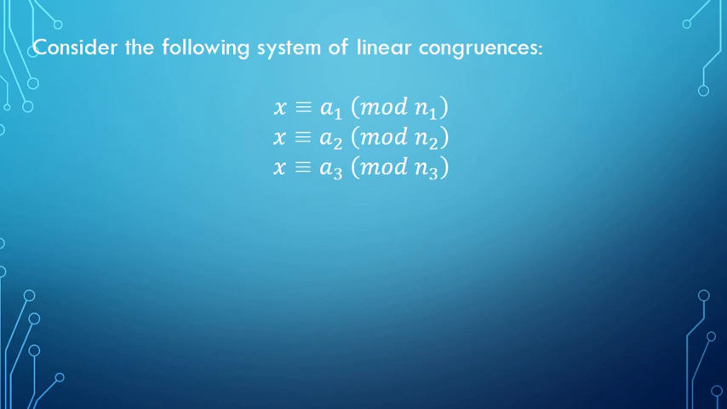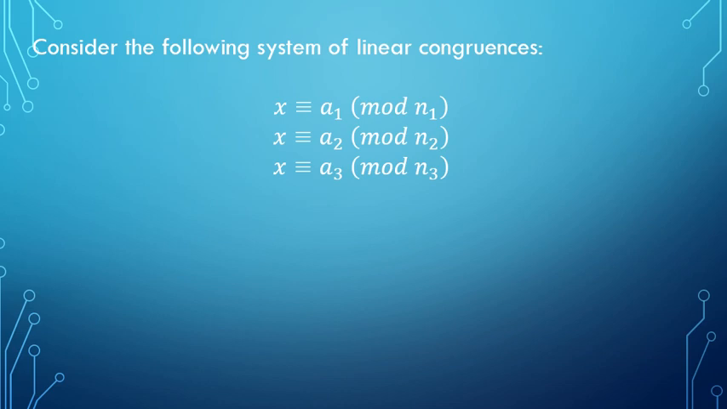So consider this system of three linear congruences. X is congruent to A1 mod N1, X is congruent to A2 mod N2, and X is congruent to A3 mod N3. So basically, if you take the same number and take it mod these three different numbers, we want to come up with three different results. So how do we figure out what this X value is?